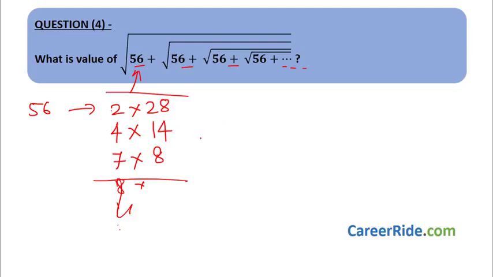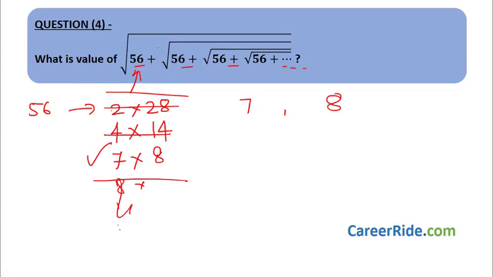Now we have to choose that pair in which the difference between two numbers is 1. Now 28 minus 2 or 2 minus 28 is 26 or minus 26. So this is not useful. 4 into 14 or 4 minus 14 or 14 minus 4, the difference is 10. So this is not useful. 7 minus 8 or 8 minus 7, difference is 1. So this is useful. Take. So we have 7 or 8.